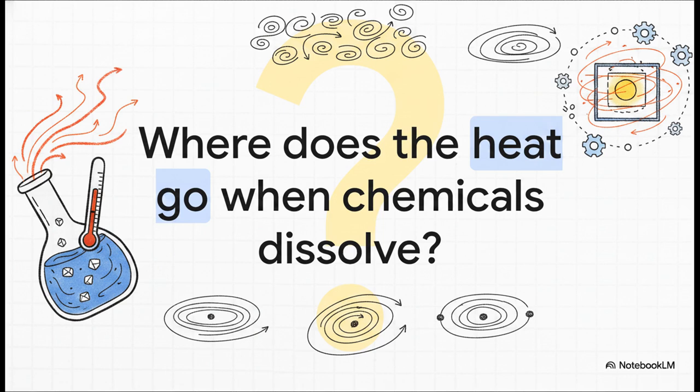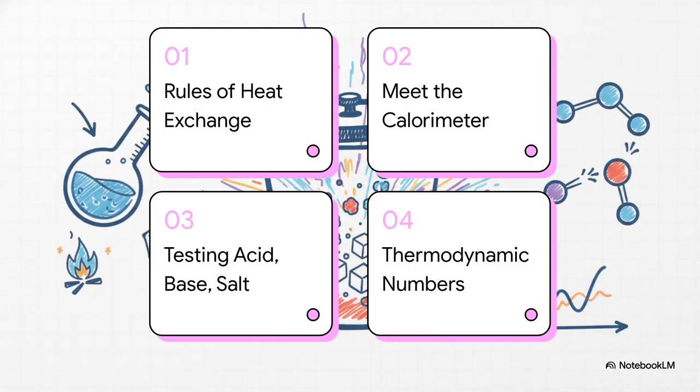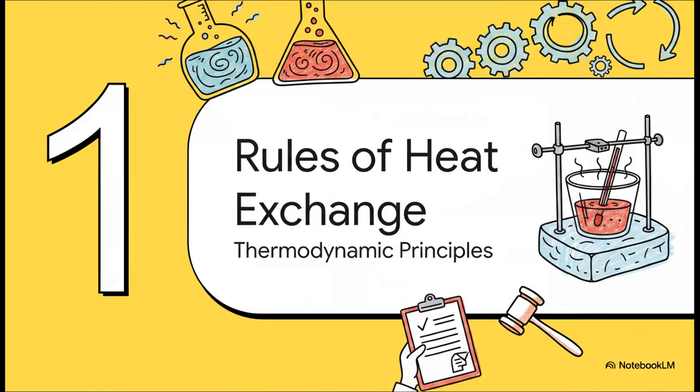Well, the trick is we use a highly controlled environment to catch it right in the act. And today, we're going to learn exactly how to build that trap and force that heat to reveal all its secrets. So here's our lab syllabus for the day so you have a clear mental map of where we're going. 1. The rules of heat exchange. 2. Meet the calorimeter. 3. Testing acid, base, salt. And 4. Crunching the thermodynamic numbers. All right, starting right off with Section 1, the rules of heat exchange.